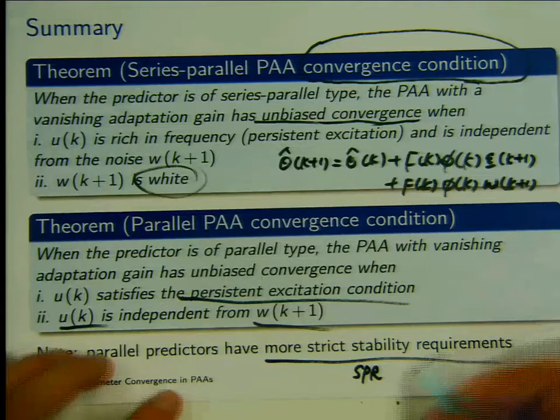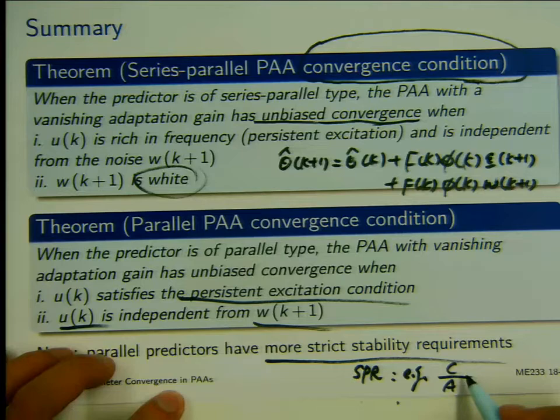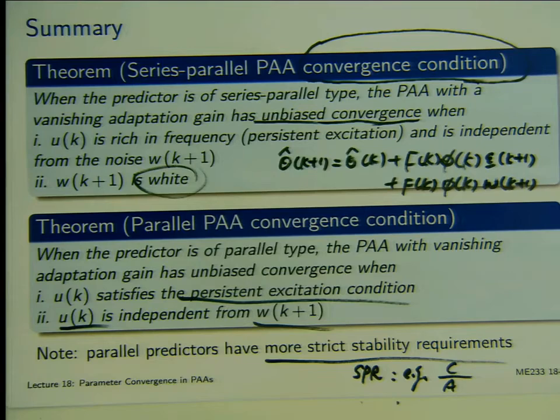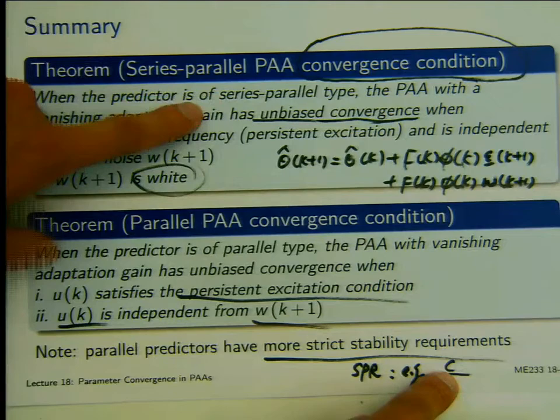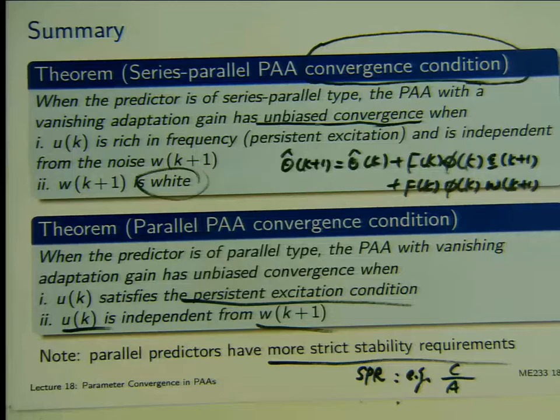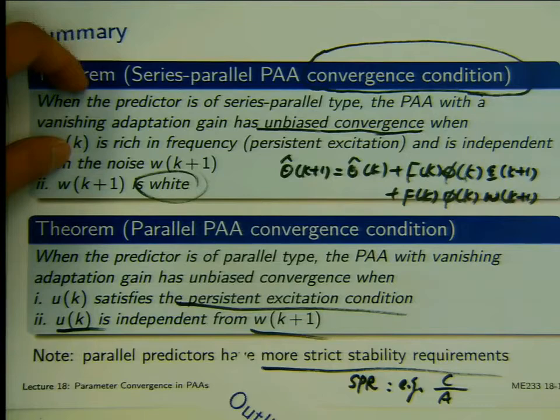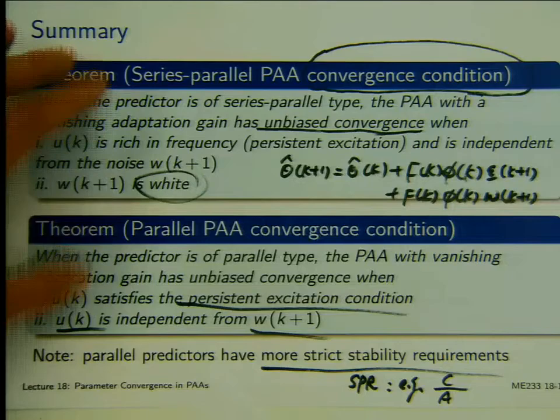For example, you can use a parallel PAA with a fixed compensator C. Then the coefficients of C can come from this SP PAA. Okay? So there are basically many people who look at this result and then try to improve the convergence condition here.